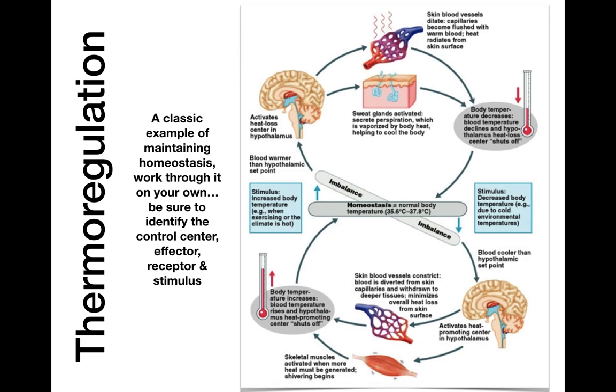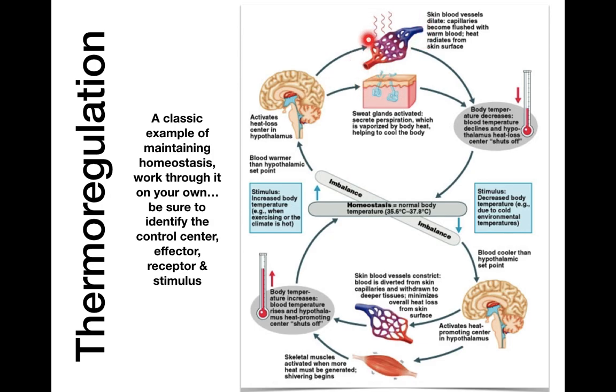Okay, so hopefully you've paused now and thought of this for a few minutes by yourself. And you'll notice if the temperature of the set point is between 35.6 and 37.8 degrees Celsius, if it gets too high, the stimulus is this increase in temperature, and that will go to the hypothalamus in the brain. That is my control center. That will then send a signal to my effector, which would be the blood vessels, the nerves, and sweat glands.